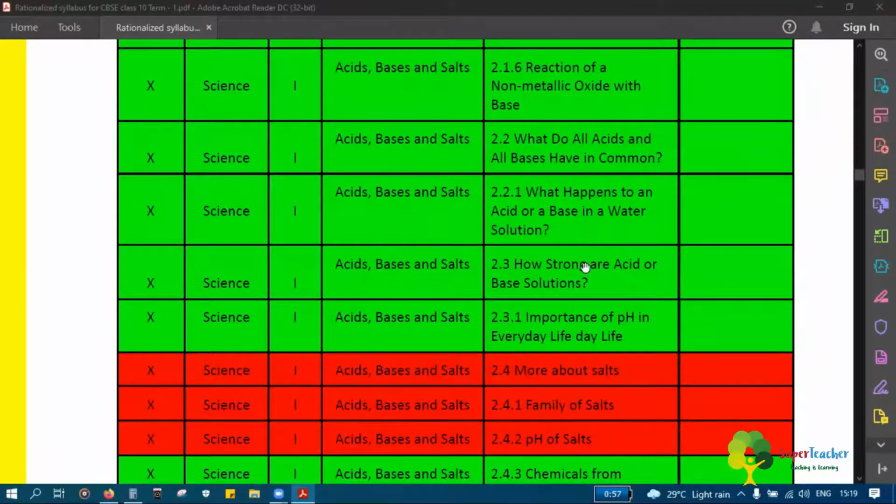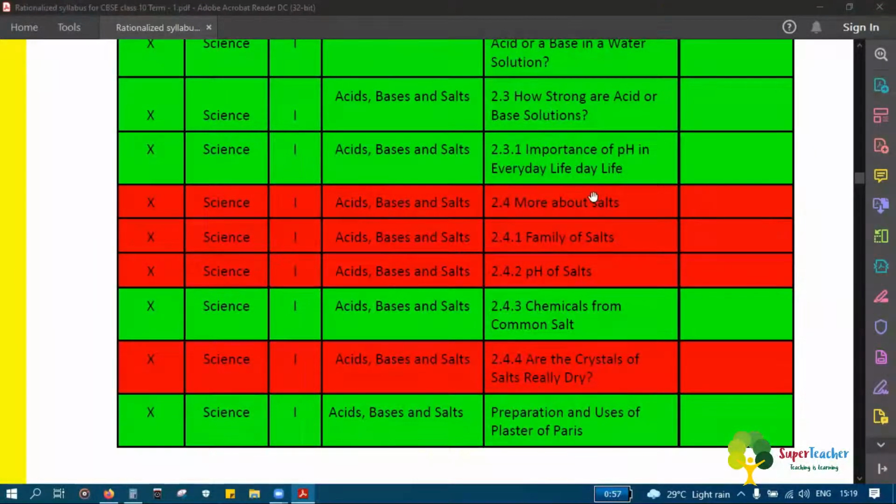So all these concepts are there, but when it comes to salts, more about salts, family of salts, and pH of salts, these three are actually removed, they're not present. But the next one, which is chemicals from common salt, this is there.